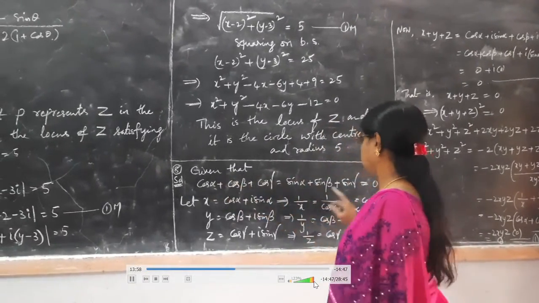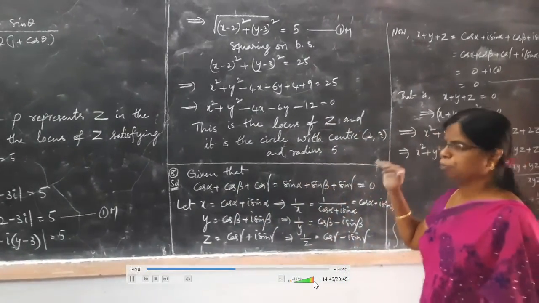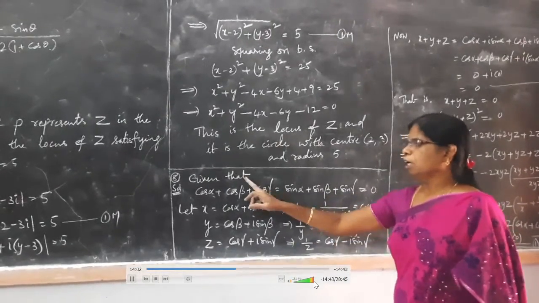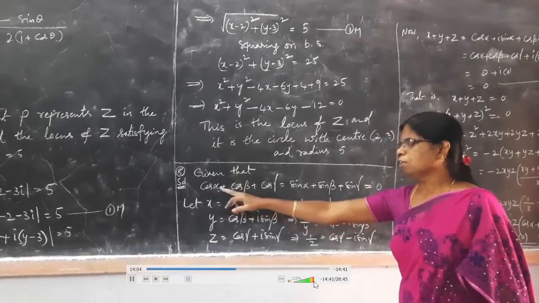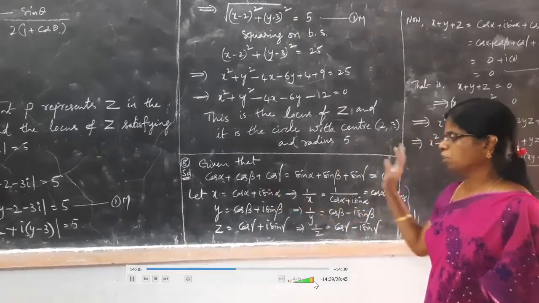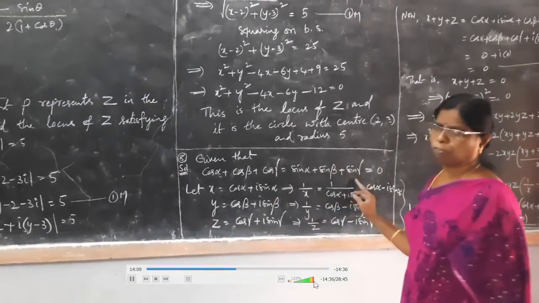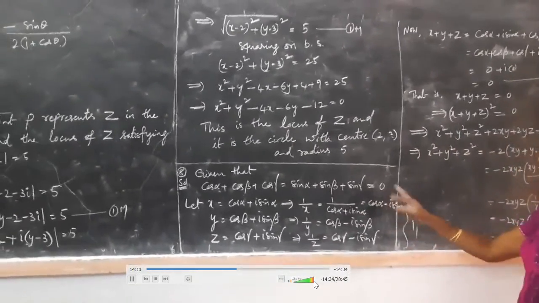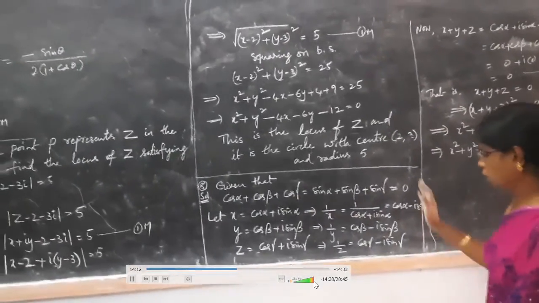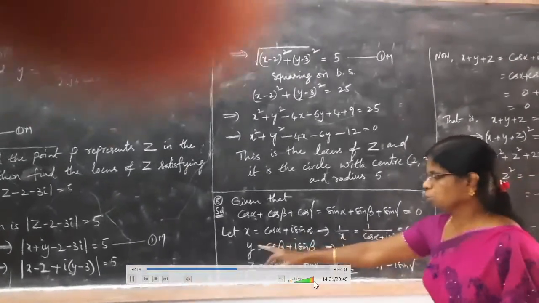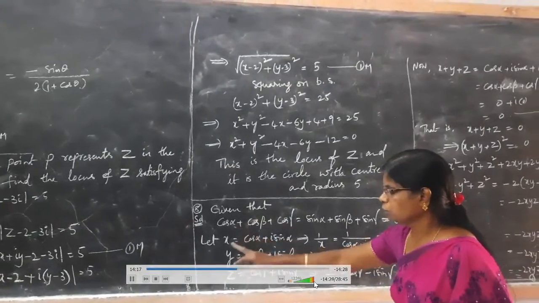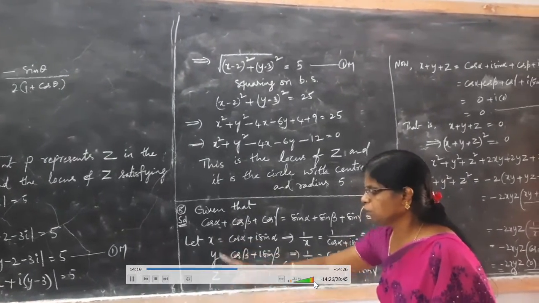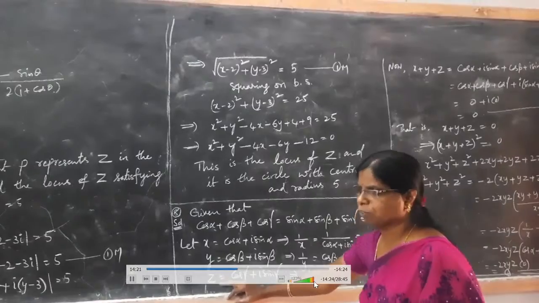Okay, given that, see the question. Keep the question paper with you. Given that cos alpha plus cos beta plus cos gamma is equal to sin alpha plus sin beta plus sin gamma equal to 0. That you have to prove. This is the hypothesis.